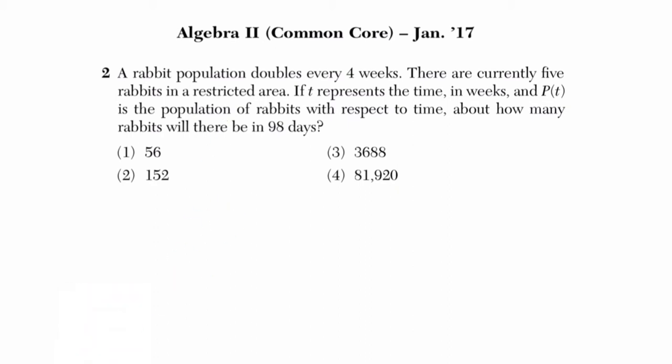Okay, so we are told that there's a rabbit population and they double every 4 weeks. There are currently 5 rabbits as our starting point. T is time in weeks, and P of T is the population. With respect to time, how many rabbits will there be in 98 days?